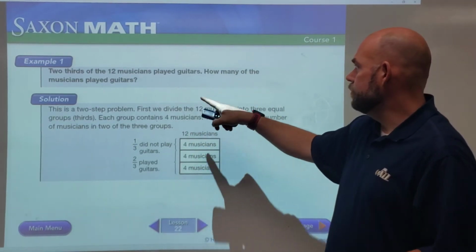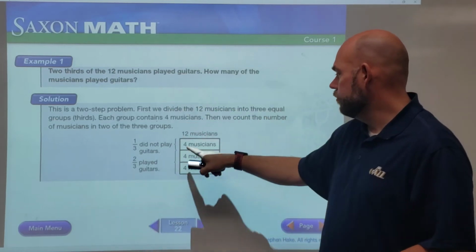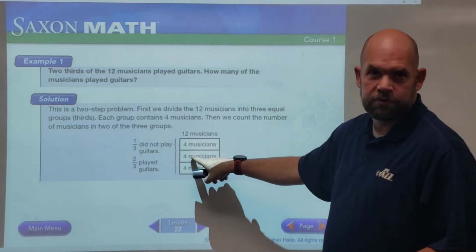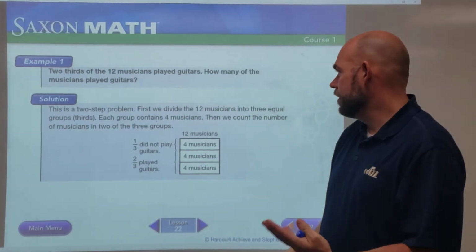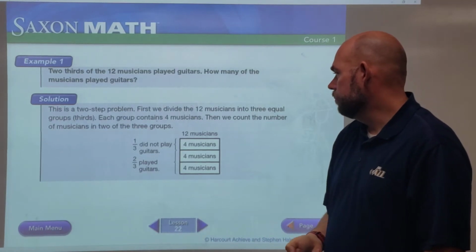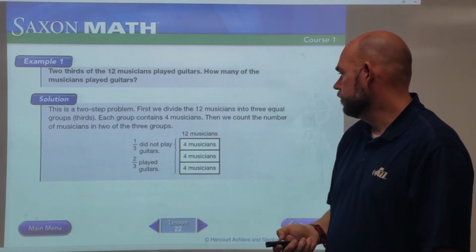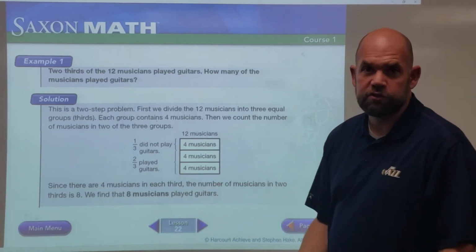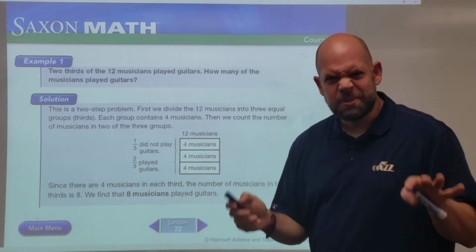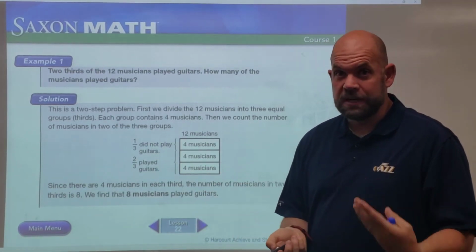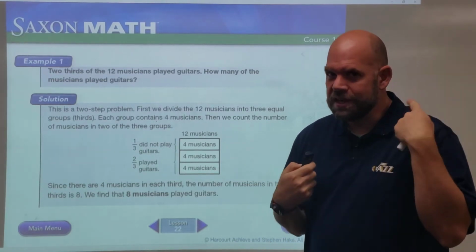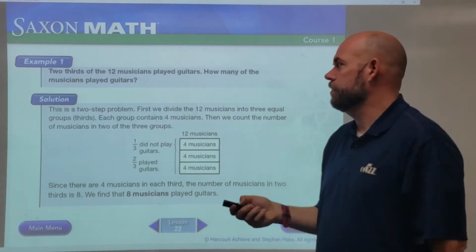Now we can look. It said how many musicians played guitar out of 2/3. So we just add 1/3 plus 2/3. 4 plus 4 is 8. So 8 is going to be our answer here for the 2/3. 8 musicians played guitar. I know this seems kind of weird and crazy and maybe even unnecessary, but it's a good way of thinking about it in our brain. So that's why we're going to practice it.